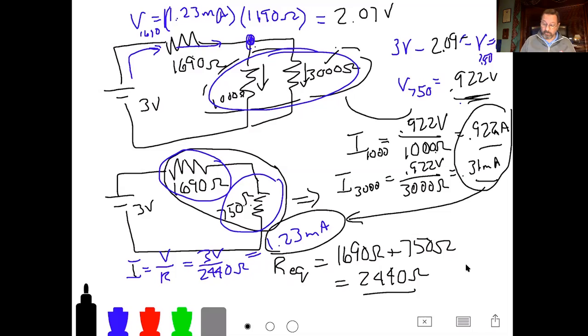Okay, so that answers the question. Things check, everything adds up, and we're good to go. Oh, there is one other thing I guess we could do, probably worth taking a second to do.